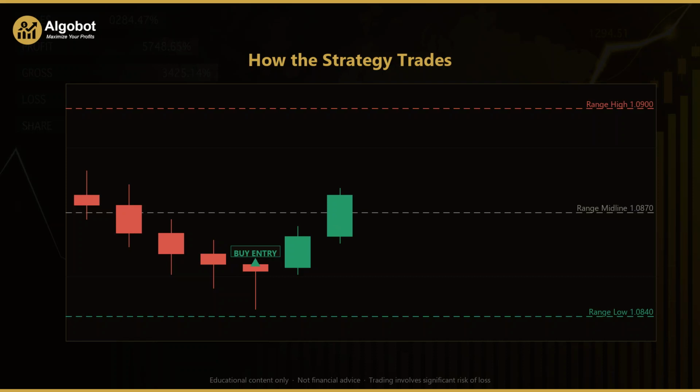On the next bar, the expert advisor sends a market buy. That's the buy entry marker you see here. The stop loss is placed wide, well below the range low, and the take profit is set toward the mean.